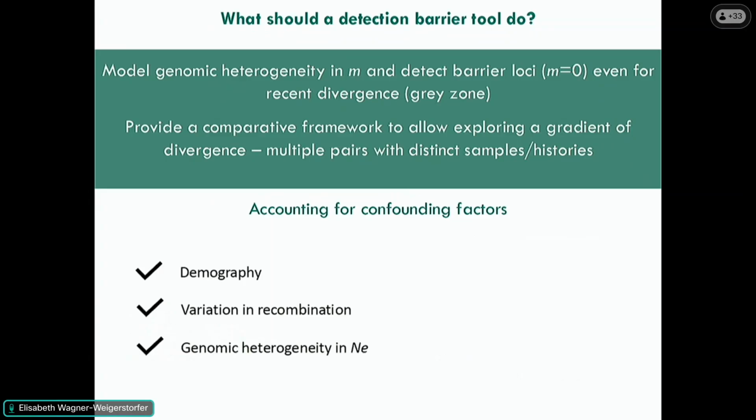It should model genomic heterogeneity in migration rates, detect barrier loci, so the loci for which migration equals 0. And we would like it to do that even for recent divergence, because we are interested in the gray zone of speciation. And besides, we wanted to provide a comparative framework to allow exploring a gradient of divergence, because we have multiple pairs of species with distinct samples and history. So we need really a comparative framework, while we also wanted to account for the confounding factors that I mentioned earlier, which are demography, variation in recombination, and genomic heterogeneity in Ne.